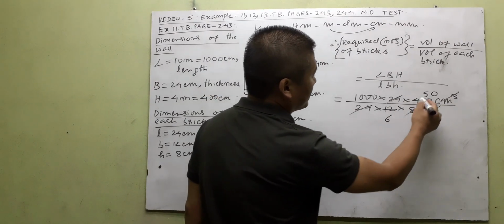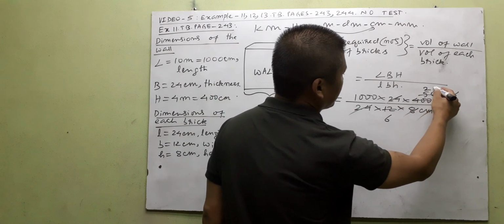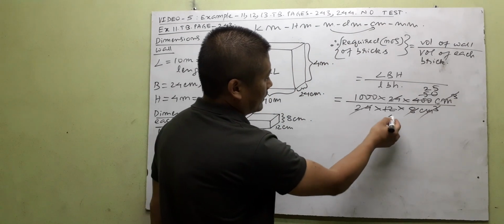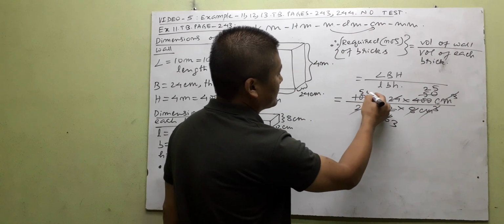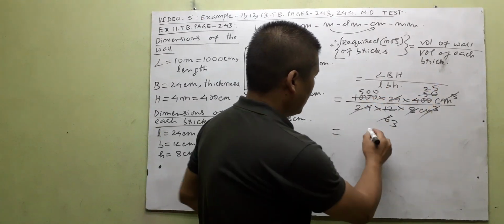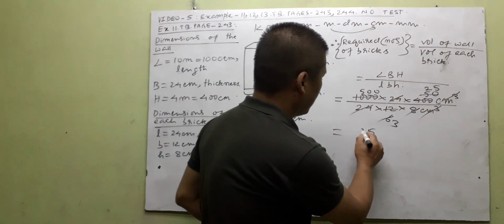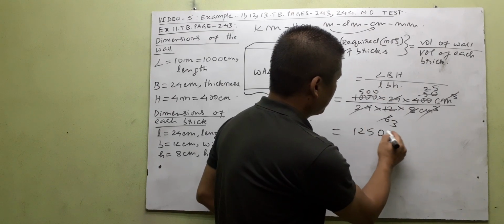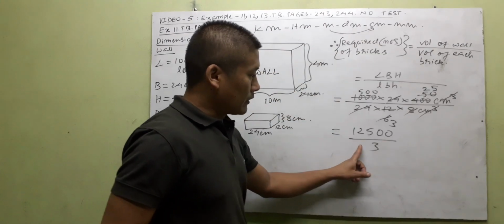2 6s are 12 and 2 2s are 4, 1 in hand, 25. And 2 3s are 6 and 2 5s are 10, 0 0. No more can cancel. So 5 5s are 25, 5 2s are 10, 11, 12. And 2 zeros here, divided by 3. This will give you the number of bricks.